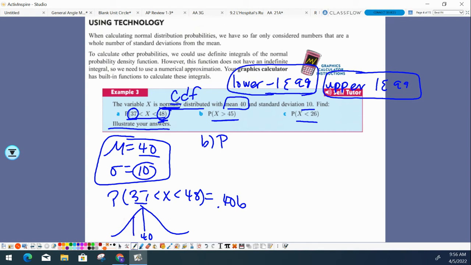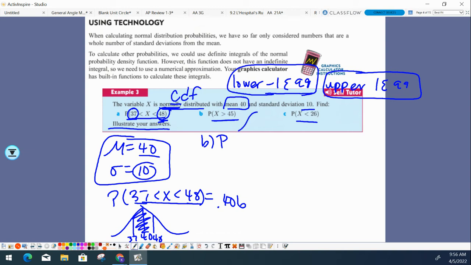37, I just need to put below my mean. 48 is above my mean. Label those and shade in between. And there are times you're going to be graded on that. So the big thing you need is your mean and the values here. Just include that. It doesn't have to be real specific. It's just a basic sketch.